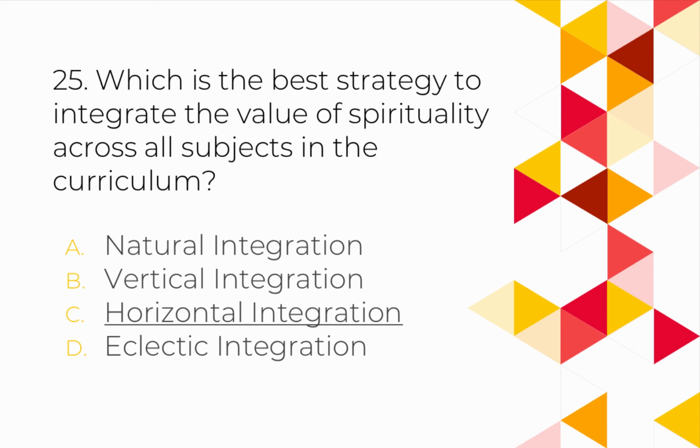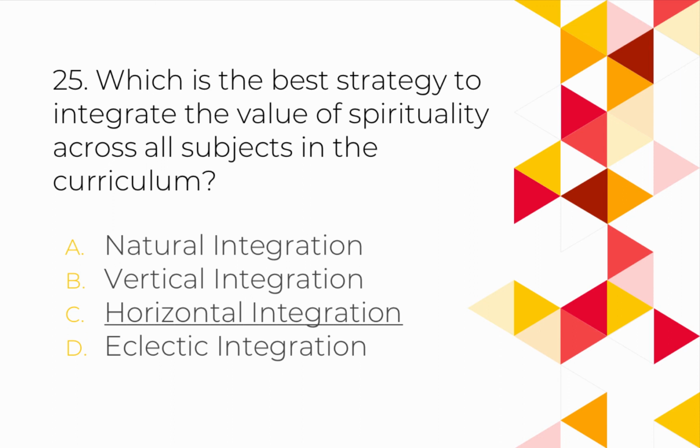Horizontal integration. Option A is a process of natural way of integrating values through the subject matter or activities in the lesson. Option B is the process of integrating values in all levels from the lowest to the highest level of education, like from kinder to grade 12. All levels. That's vertical.